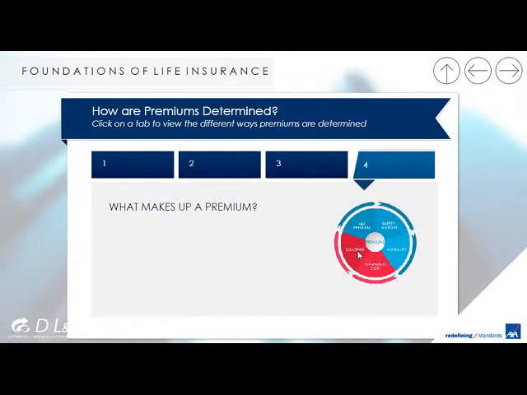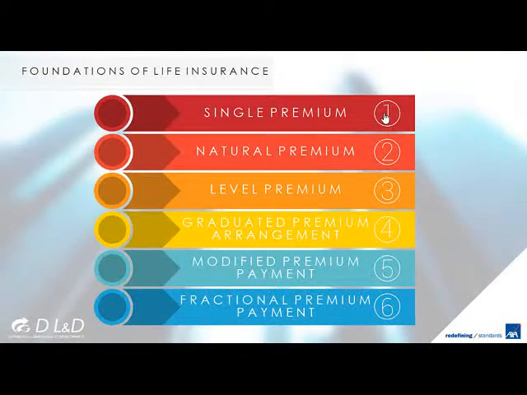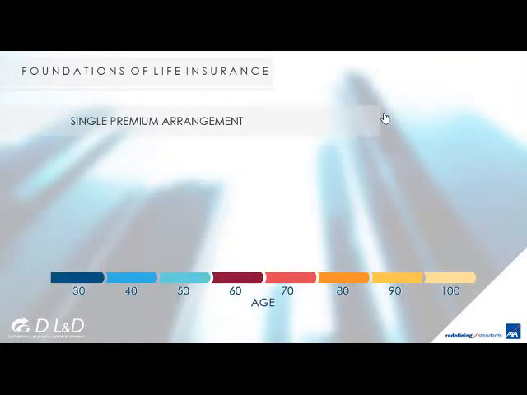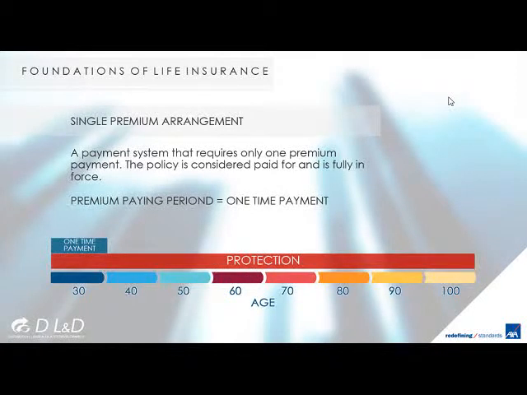Click on a tab to show the types of premiums. Natural premium arrangement. Pay for premiums that increase with age by means of a gradually increasing premium, which reflects the increasing mortality rates as age increases.